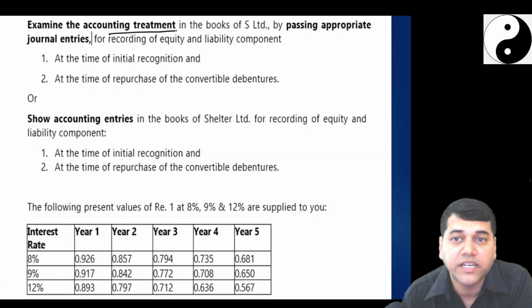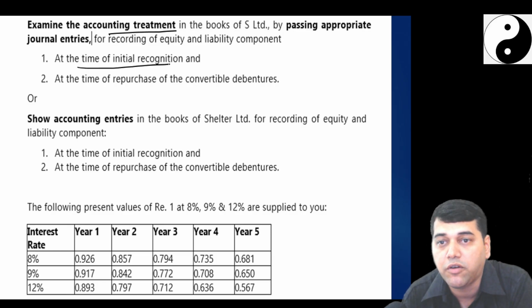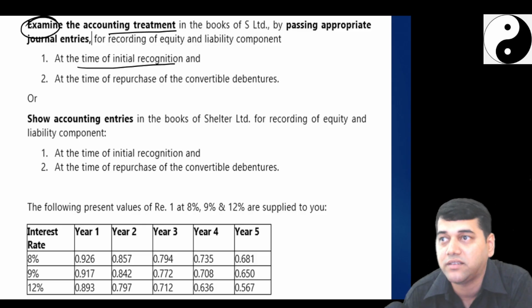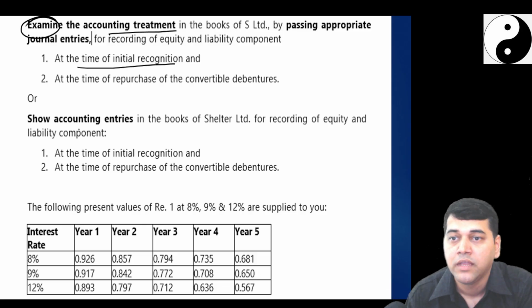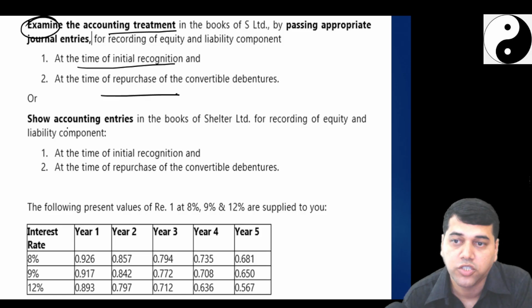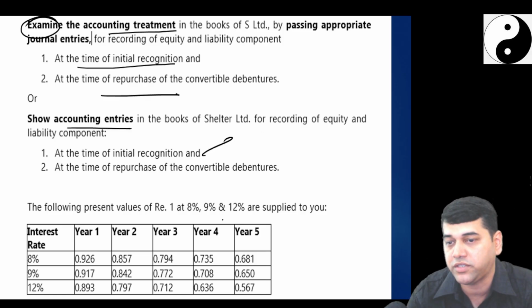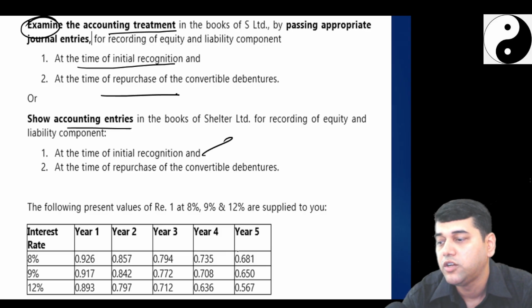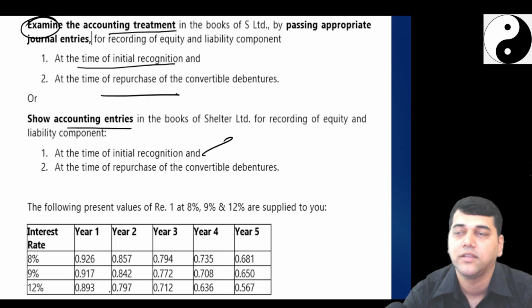Examine the accounting treatment in the books of S Limited by passing appropriate journal entries at the time of recognition. You have to tell whether it is a financial instrument, a compound instrument, and so on, and show the accounting entries at the time of initial recognition and at the time of repurchase of the instrument. They have given you the 5-year discount rate. Which rates are applicable for me, students? 8, 9, 12. Which rates are applicable?